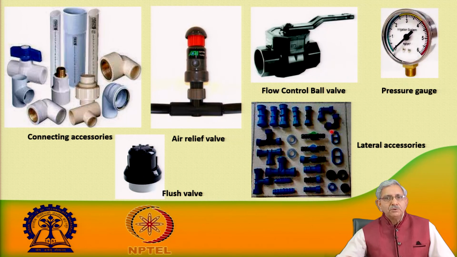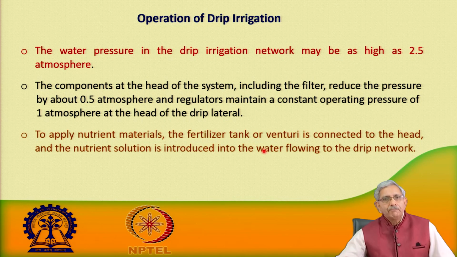Such valves are used, and these are the other accessories used for connecting the laterals with the sub main pipeline, or closing it; this is the end plug which I was telling you about. When we want to change the direction of flow, there is a tee. Such types of devices are available.